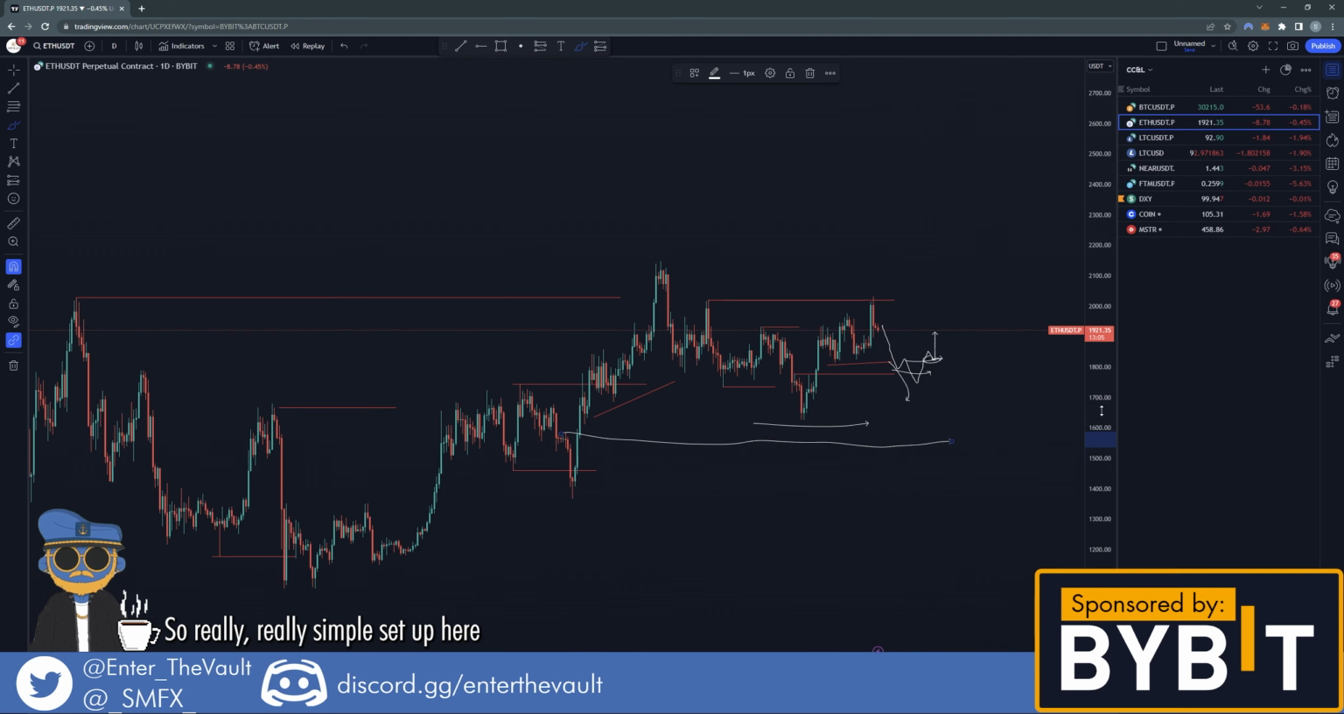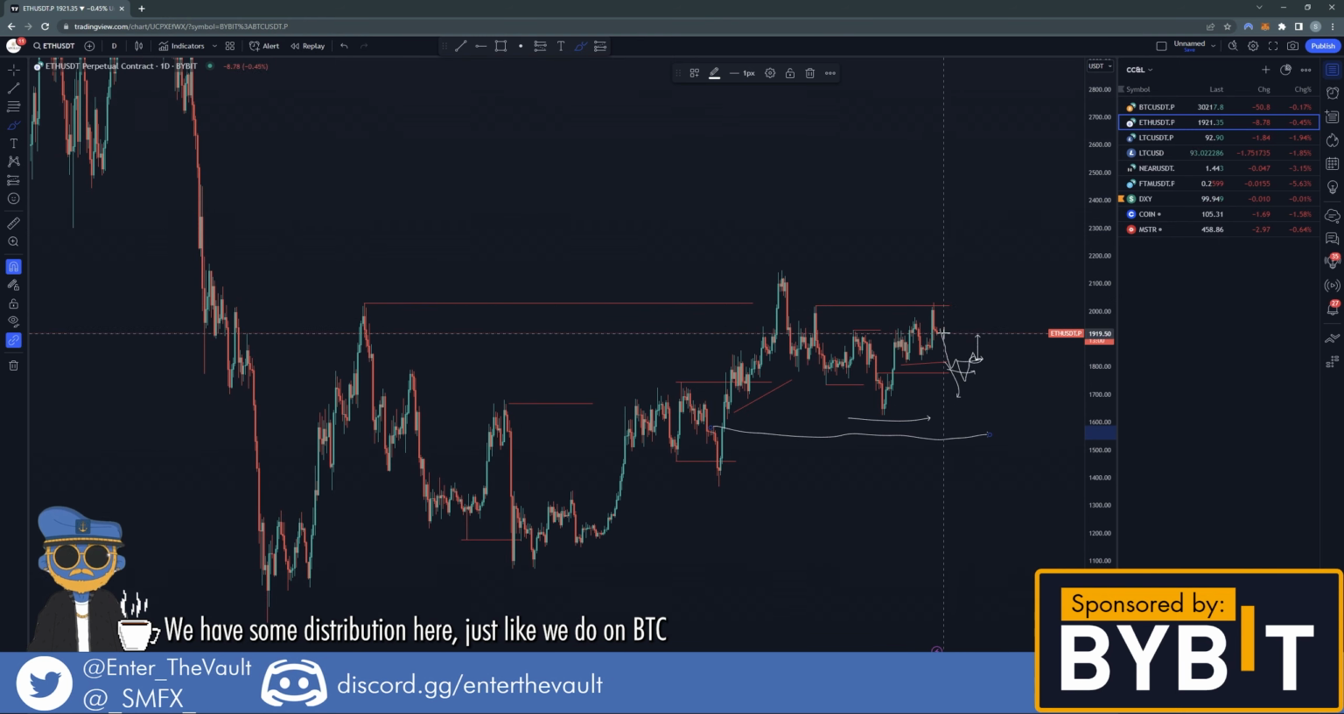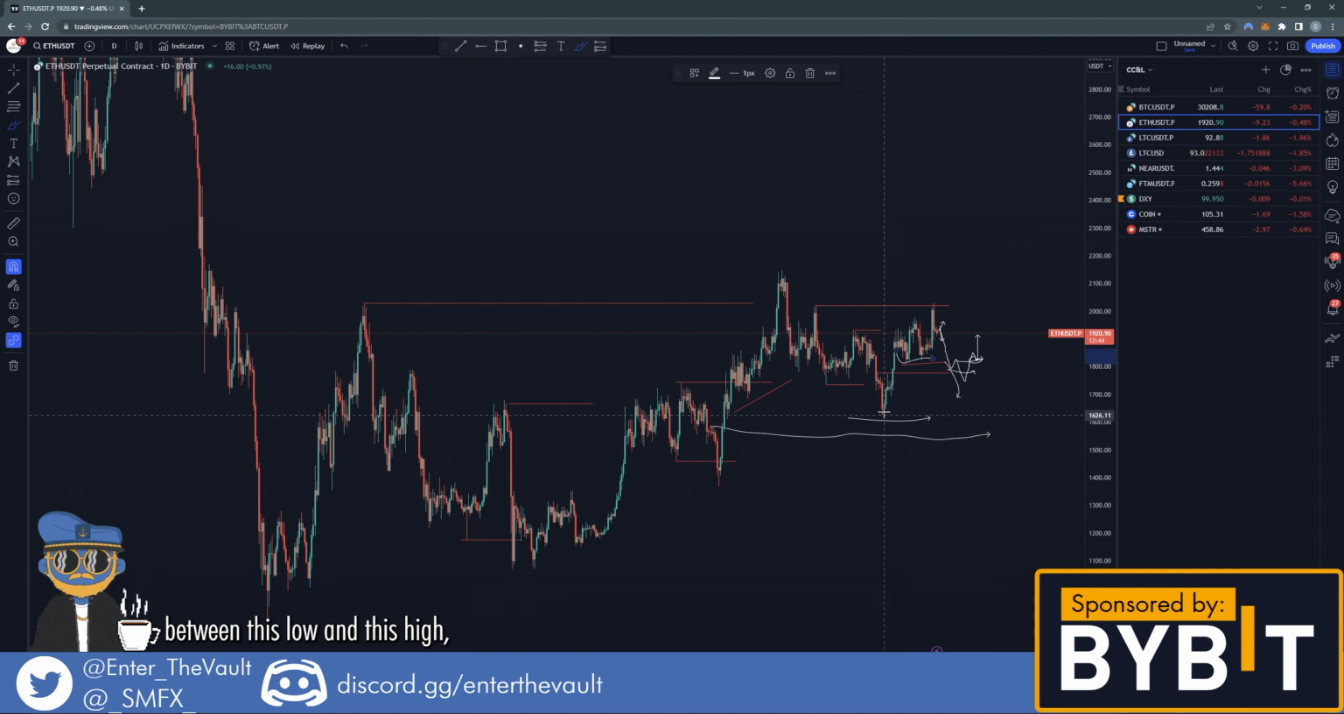Okay, so really simple setup here. We're leading into resistance, so now is not the time to buy. We have some distribution here, just like we do on BTC. So on the lower time frames, let's say on the H4 and H1, shorts are definitely favored here, looking at these equal lows as the first target. Once we reach below there, if we get some accumulation inside of this leg between this low and this high, then that would be a good time to get long. If we don't get accumulation there, then looking for accumulation below this low at this accumulation zone right here. So really simple. That's ETH.